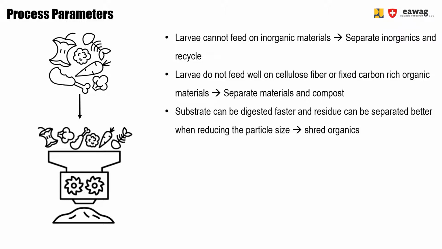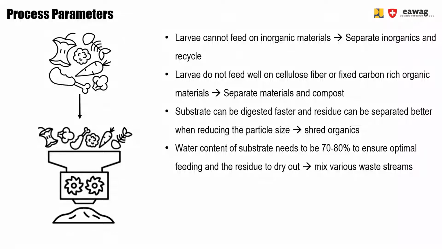So the next step is then that we reduce this particle size of the BSFL suitable waste by shredding it. After this step, we then want to make sure that the water content of the substrate that is fed to the BSFL is between 70 and 80%, because this creates the optimal feeding conditions for the larvae, and it results in most cases in a dry residue, which again makes it easier downstream to separate the larvae from the residue. We do this by mixing various of these waste streams together or mixing waste streams with bulk materials before feeding it to the larvae.